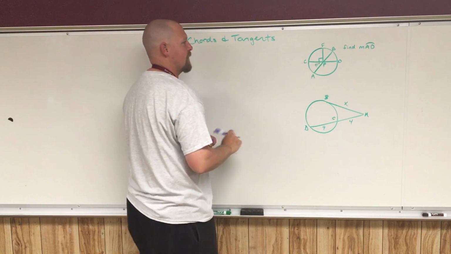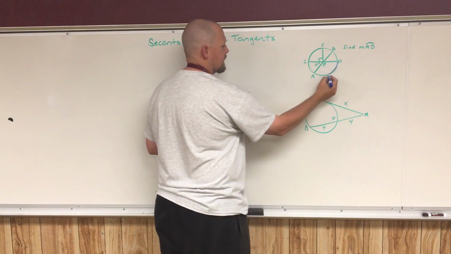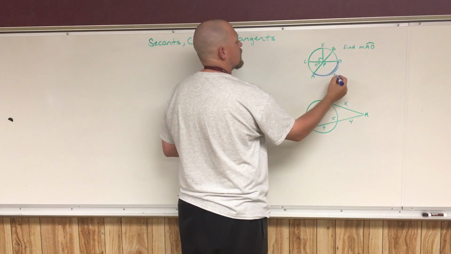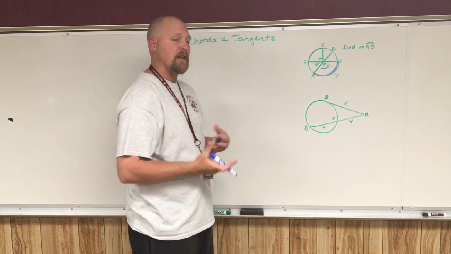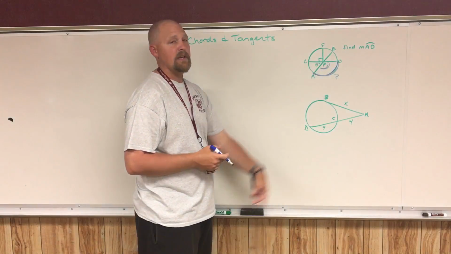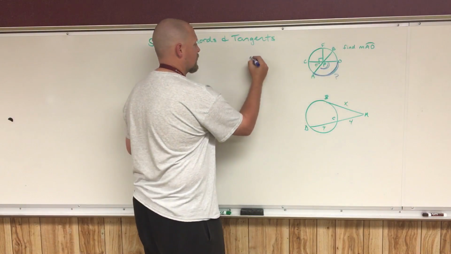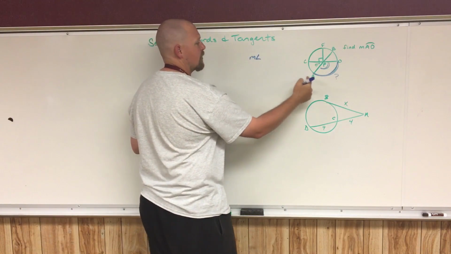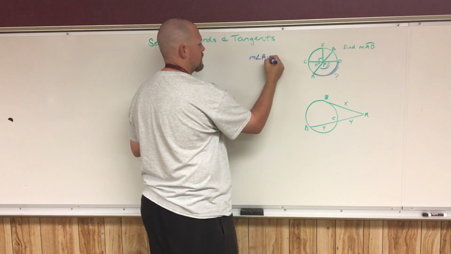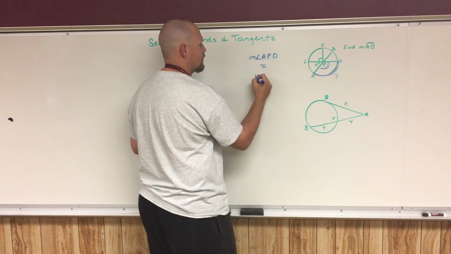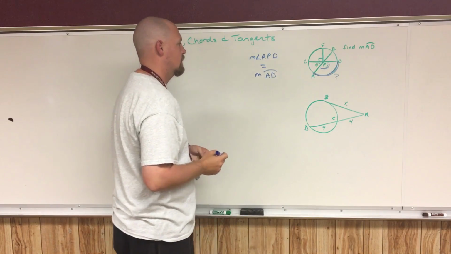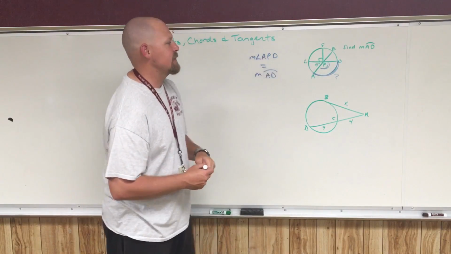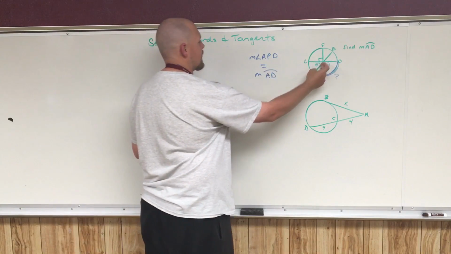This next problem here, we're trying to find this arc length right here from A to D. Well, the arc length and the central angle are equivalent, so if we can find the measure of angle P, and we'll call it APD, then that's going to equal the measure of arc length AD. So we need to take this information and try to figure out the measure of angle APD.